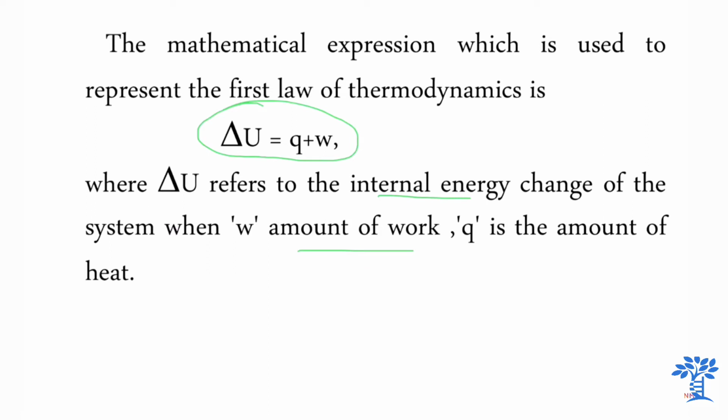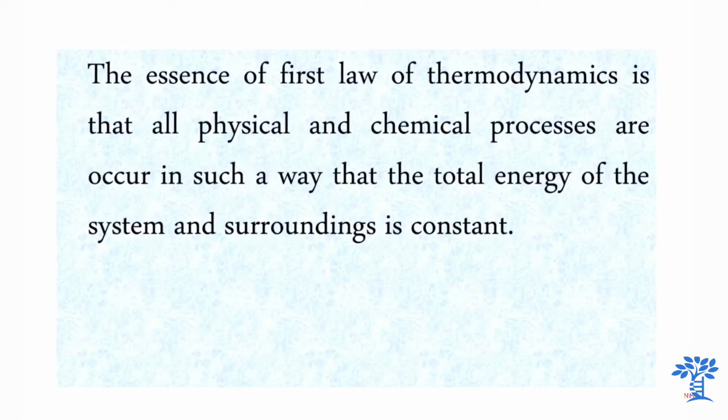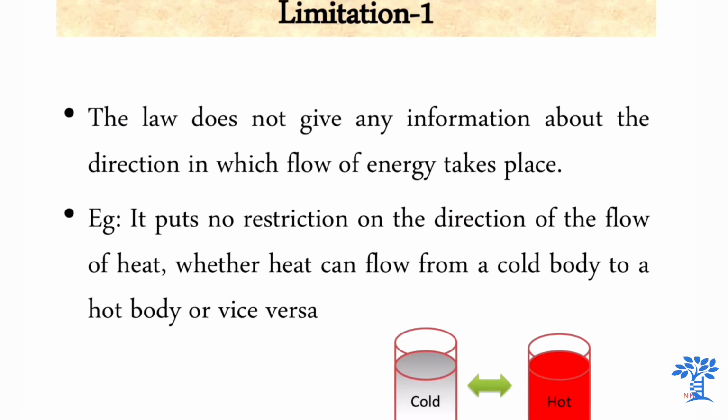The first law of thermodynamics is concerned with the conversion of energy from one form to another. It helps us to understand energy transformation in different chemical reactions. The essence of the first law is that all physical and chemical processes occur in such a way that the total energy of the system and the surroundings is constant. However, it suffers from the following limitations.